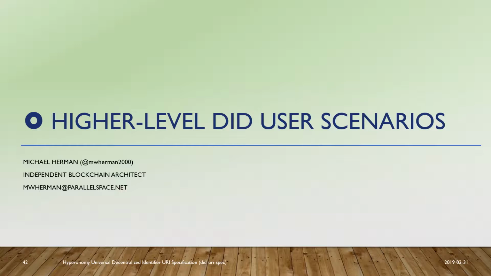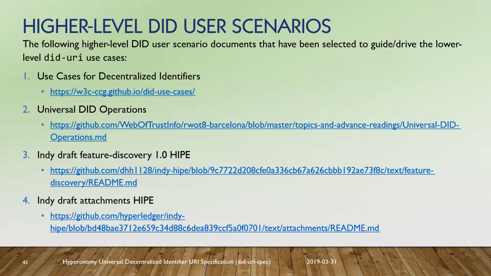So starting with the higher level DID scenarios. Again, here's some of the documents that I've talked about before. The use cases for decentralized identifiers, the universal DID operations white paper, the draft feature discovery hype, the draft attachments hype. These are all sources of those high-level scenarios.